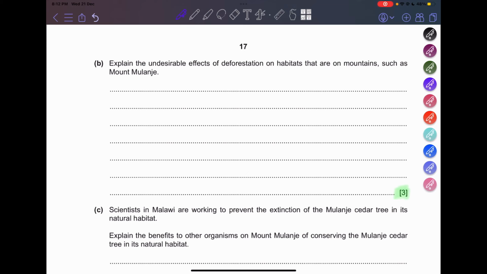And there are many points in the mark scheme you can mention. Also you can say that it will cause visual pollution. Visual pollution will be caused because when you remove trees, the place will not look as good as before. As we all know, natural places look very nice, beautiful and relaxing. So when you remove the trees, it will not look like that anymore.